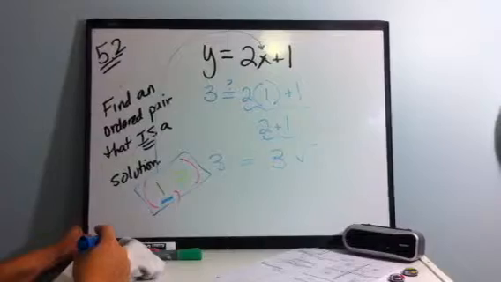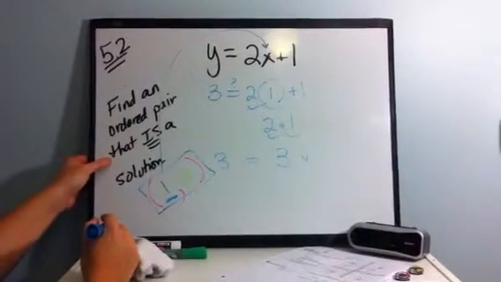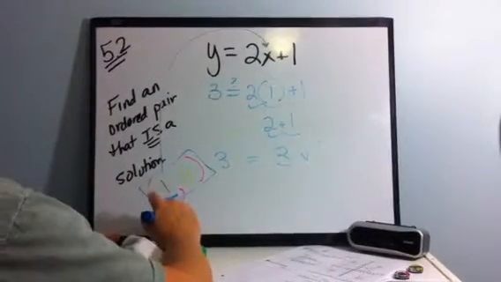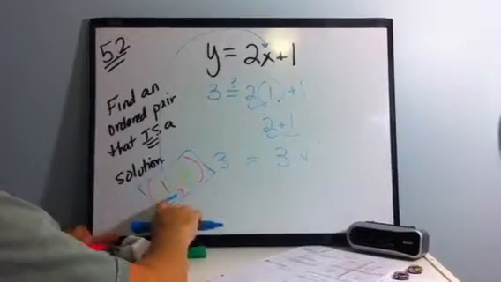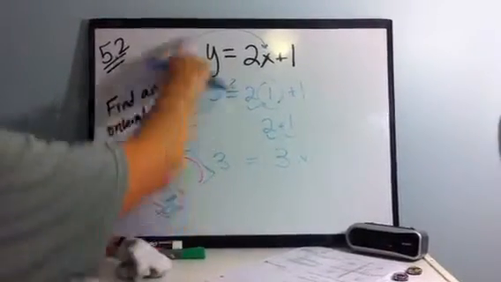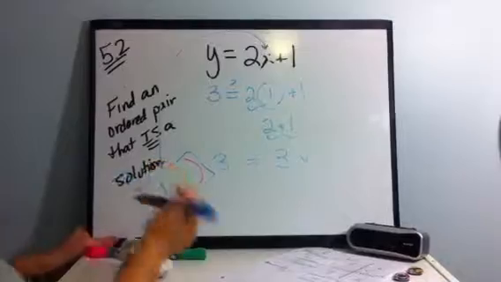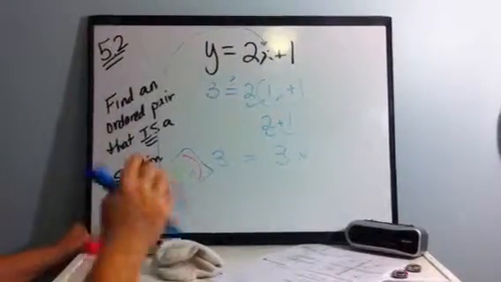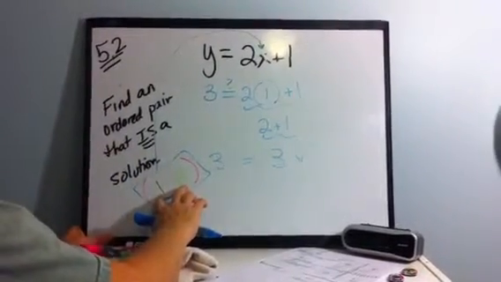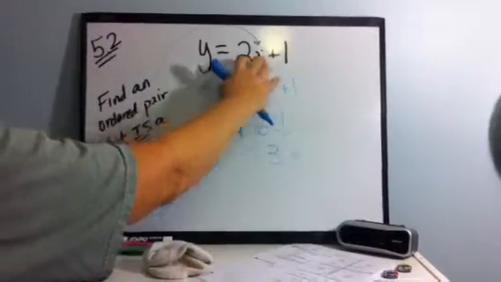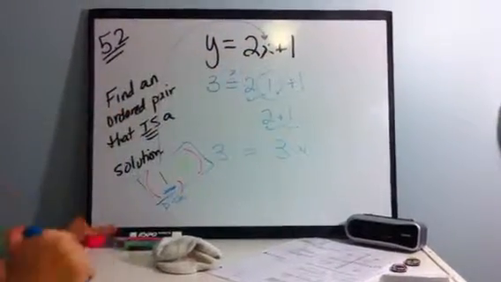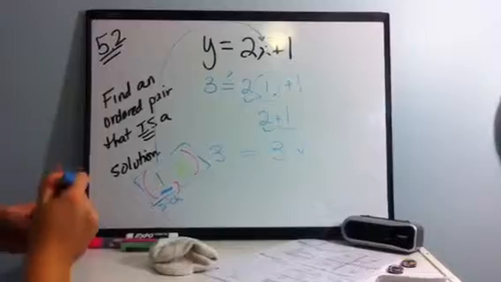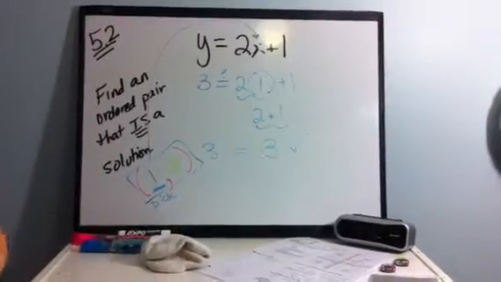That will always work. If they ask you to find an ordered pair that is a solution, you pick one, either the x or the y, and plug in for the other. And you will always get, assuming you do your math right, you will always get a solution. Because whatever you plug in for x, when you solve that, that will give you the y. Okay? You have a few of those to try. Good luck and have fun with 5.2.